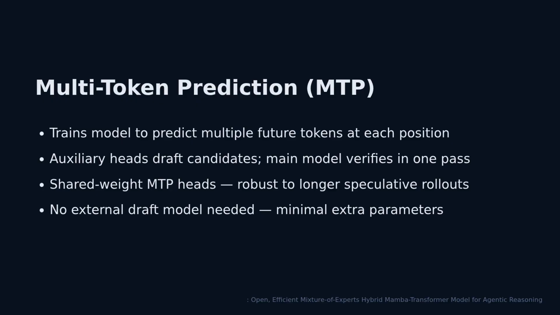The third innovation is multi-token prediction. Instead of training the model to predict only the next token, MTP trains it to predict several future tokens simultaneously. This improves representation learning and enables speculative decoding at inference time. The auxiliary prediction heads draft candidate tokens, and the main model verifies them in one forward pass. Nemotron 3 Super uses shared weights across MTP heads, making the drafting head robust to longer autoregressive rollouts.